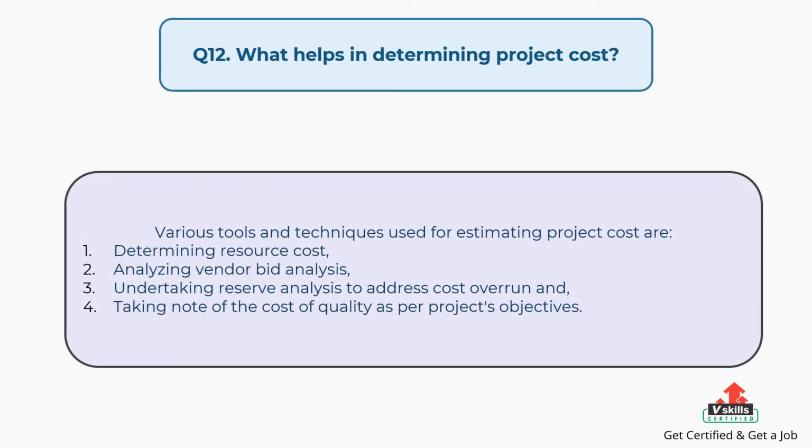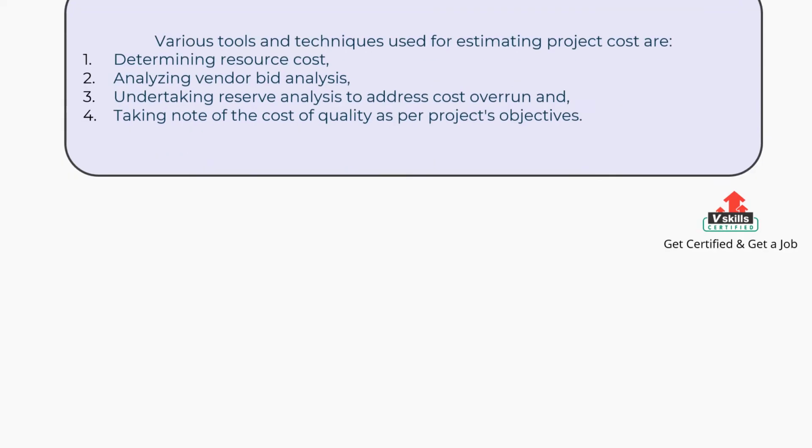Question number 12. What helps in determining project cost? The answer is, various tools and techniques used for estimating project cost are 1. Determining resource cost, 2. Analyzing vendor bid analysis, 3. Undertaking reserve analysis to address cost overrun and 4. Taking note of the cost of quality as per project's objectives.